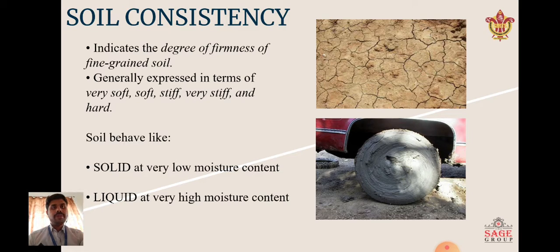Basically, we will discuss how the soil behaves when we add water into it, as the moisture content increases or decreases the volume. The soil behaves like a solid at very low moisture content. As we all know, if there is very low moisture in the soil, it will behave like a solid. If the soil has high moisture, it will behave like a liquid. So in the pictures, you can easily see that when the moisture content is low, the soil looks like a solid, and if the moisture is very high, it looks like a liquid.